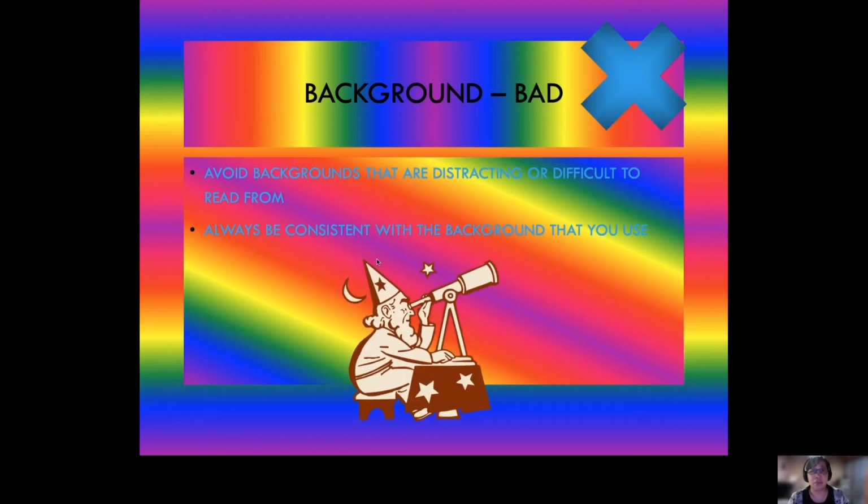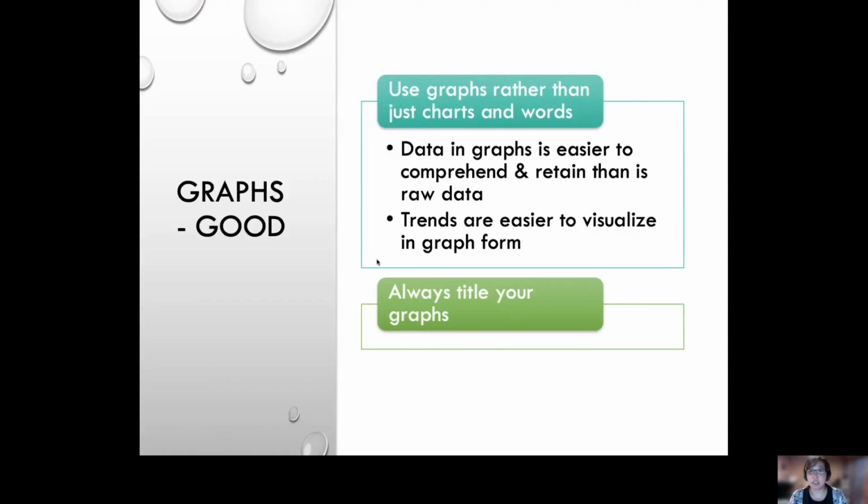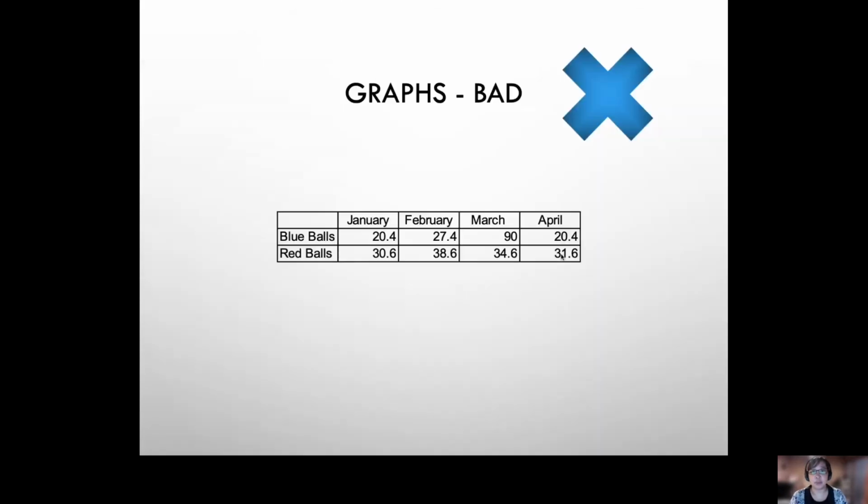And that's an example of unnecessary animation. So graphs. If you are going to make a presentation and you have some data that you will be talking about, graphs are always a good way. So graphs rather than charts and words. People can easily understand graphs. Okay? Always put a title in your graph. Make the data clear, always put a title.